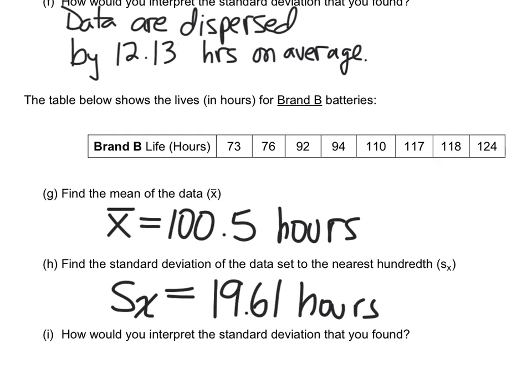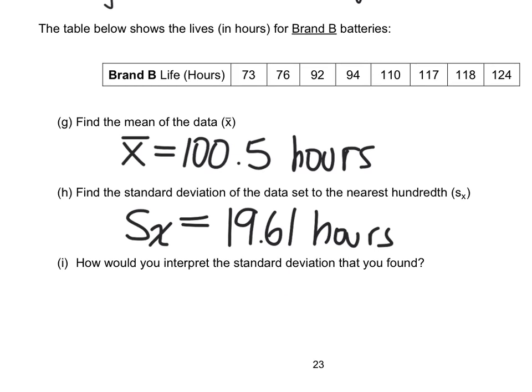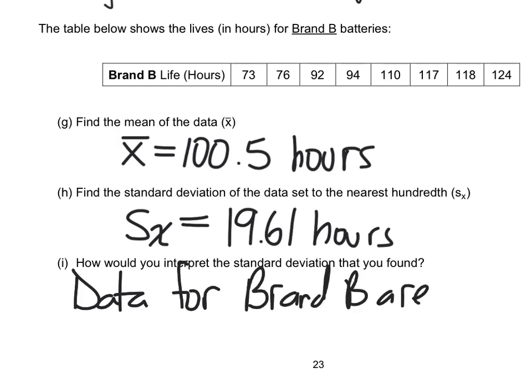So how would you interpret the standard deviation that you found? Well, I would say the same thing I said here, except I would write 19.61. But I would rather have an overarching conclusion stating that we're looking at a data set that's more spread out on average for brand B than it is for brand A. All right, so that's what I'm going to do here. Data for brand B. Data.